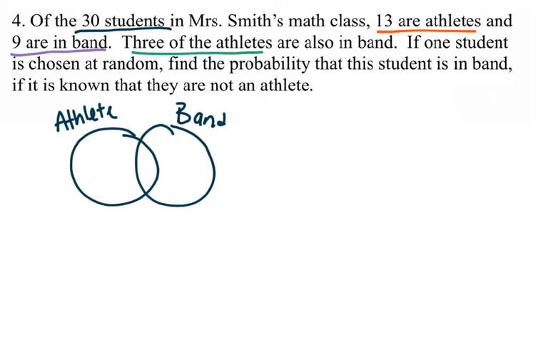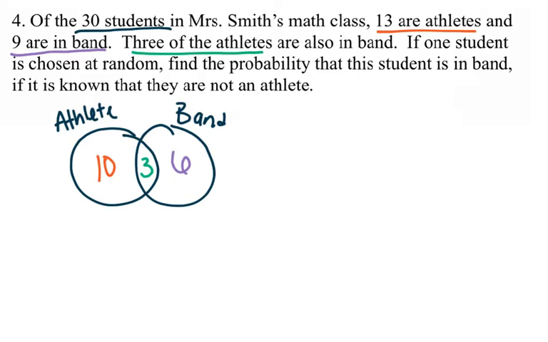Okay. So 3 of the athletes are also in band. This is how I'm getting 3 right here. There are 13 total athletes. 13 minus 3 is 10. There are 9 total people in band. 3 of them we know are athletes. 9 minus 3 is 6. So this is how I'm getting this.